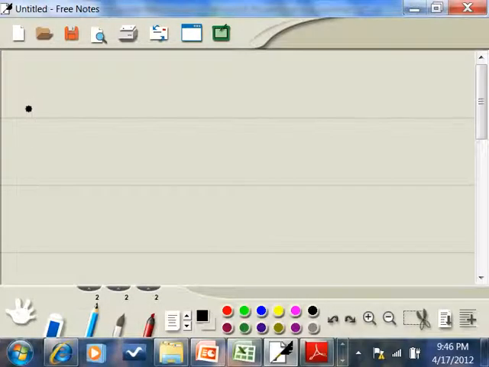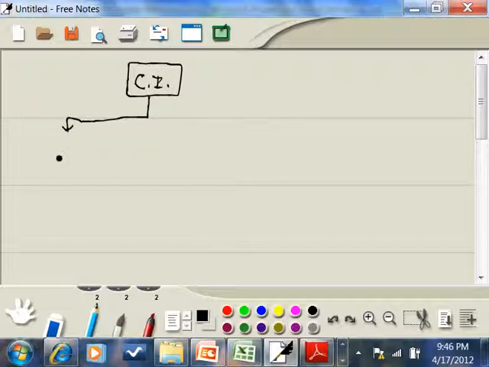Let's take a look at Chapter 9. Excel really doesn't do Chapter 9, so I've come up with a spreadsheet to do it. And the main thing that the spreadsheet does is your confidence intervals. And we'll use this flowchart.